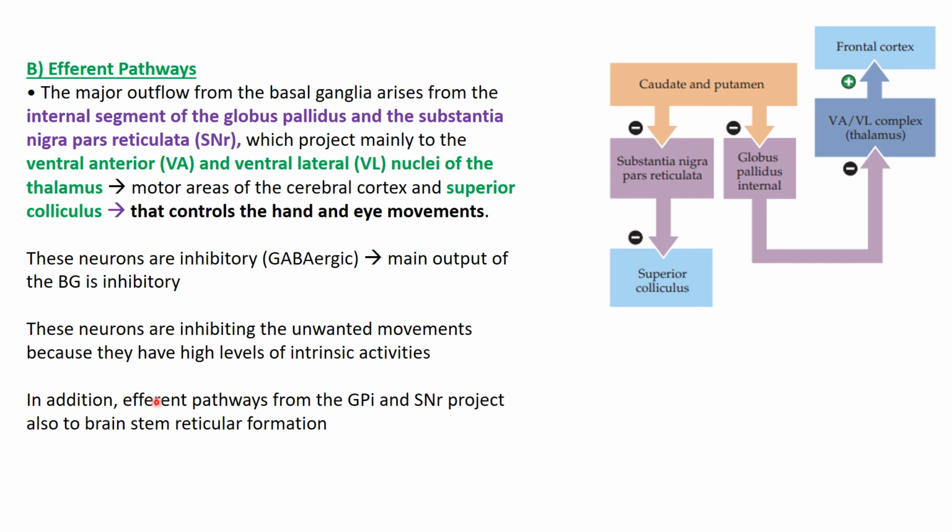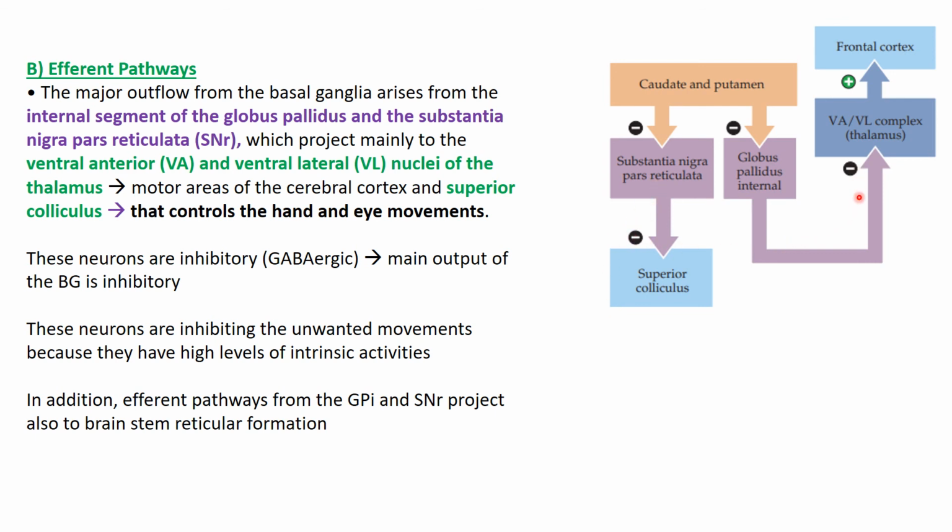In addition, efferent pathways from the globus pallidus internal segment and substantia nigra pars reticulata project also to the brainstem and reticular formation. So some of the fibers will project to the reticular formation from the globus pallidus and from the substantia nigra. Again, the efferent pathway from the globus pallidus internal segment goes to the thalamus before reaching the motor cortex, and to the superior colliculus from the substantia nigra pars reticulata.